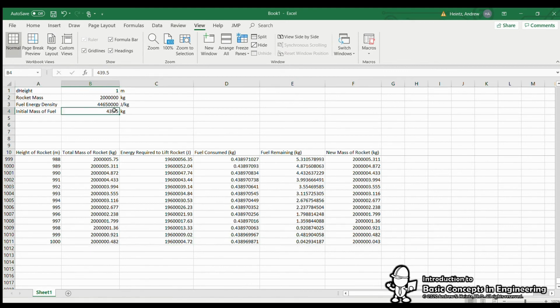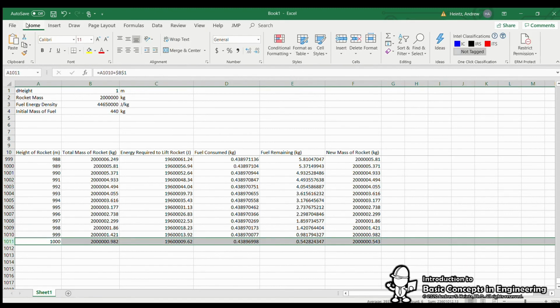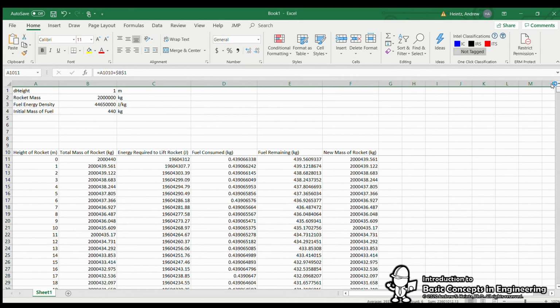In fact, let's just be engineers and be safe to make sure it makes it. We're only wasting half a kilogram of fuel, but there you go. So there's our final answer, solved through this sheet with the parameters we've input, which is great. However, what's really cool about this is not only did we solve the problem, but we've actually built a sheet. What if we want to go to 10,000 meters?